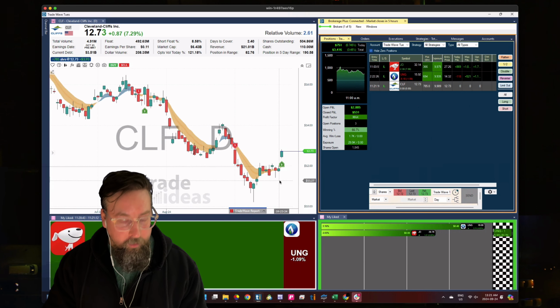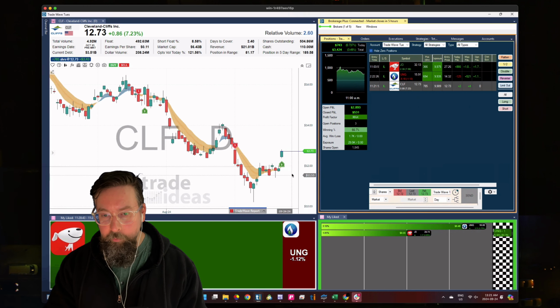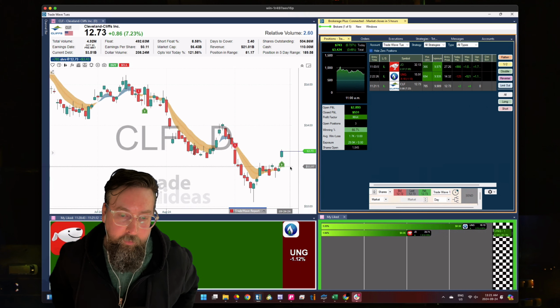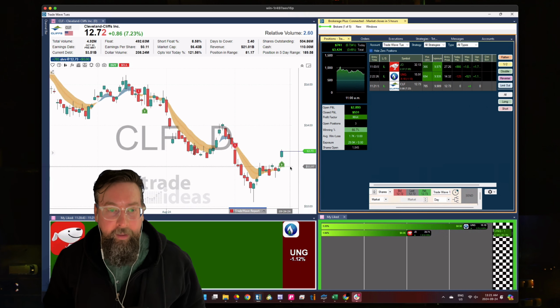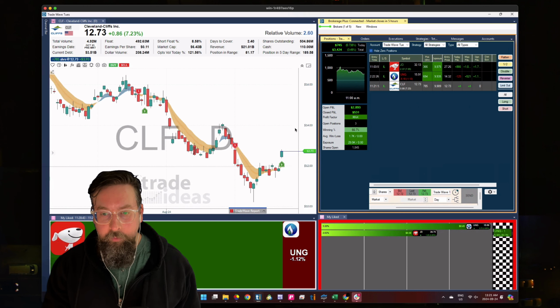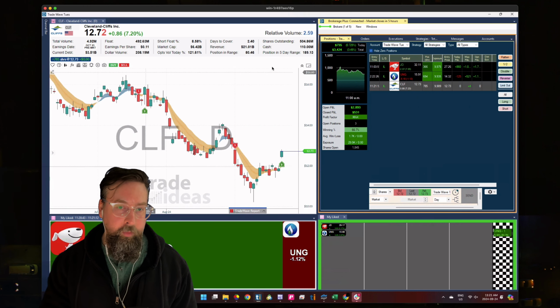The thing I love about this is the clouds right here: if we break and close below 12, that's probably going to be our out, because that's where the moving average clouds sit right now. If this continues to work and we get some sort of move up to 14 or even 16, again, that's that good risk reward play.